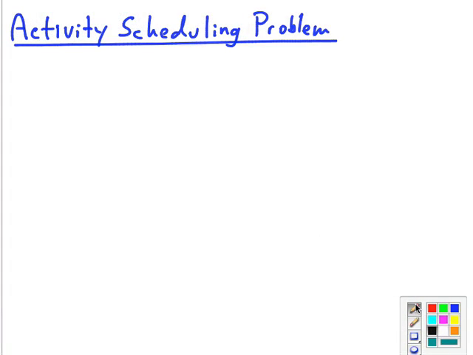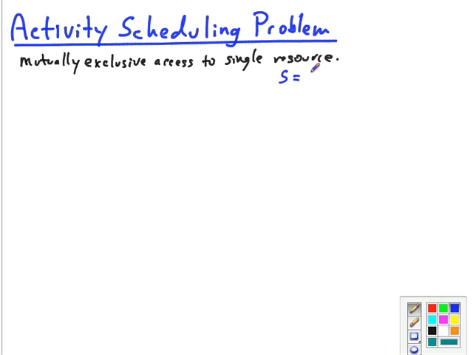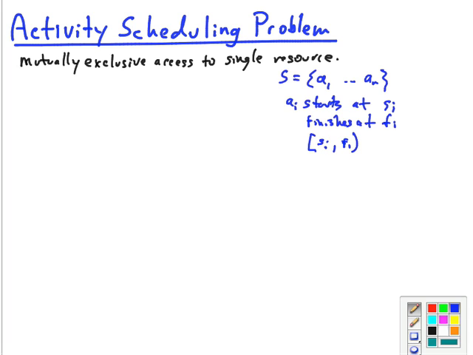In the activity scheduling problem, we will assume that there is a single resource with mutually exclusive access to it. Contending for this resource is a set S of activities. We're going to call them A1 through AN. Each of these activities, A sub i, starts at S of i and finishes at F of i, or before F of i, so that it's going to be within this interval. This is so that we can have them butt up against each other, a half-open interval.